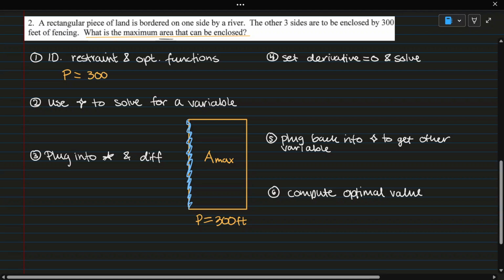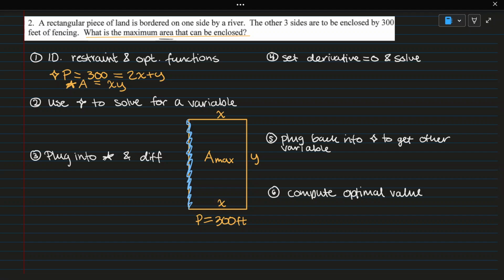Our perimeter in this case, if let's say we label one of these sides x and y, well, this side will have the same, and we don't count this side because it's being bordered by a river, so we don't fence that. So my perimeter in this case is going to equal 2x plus y, and this is our given. And the function we're trying to maximize here is the area. And area we all know is equal to length times width, or in this case, x times y.